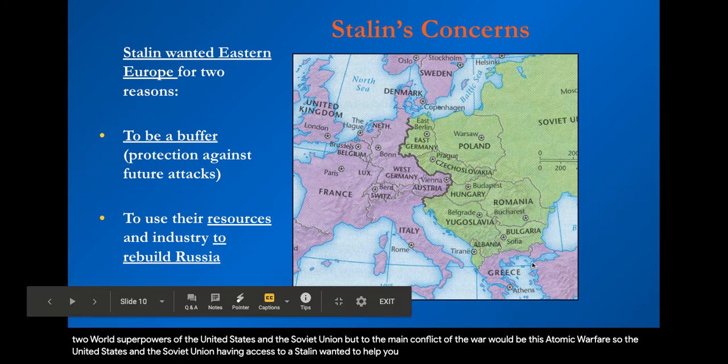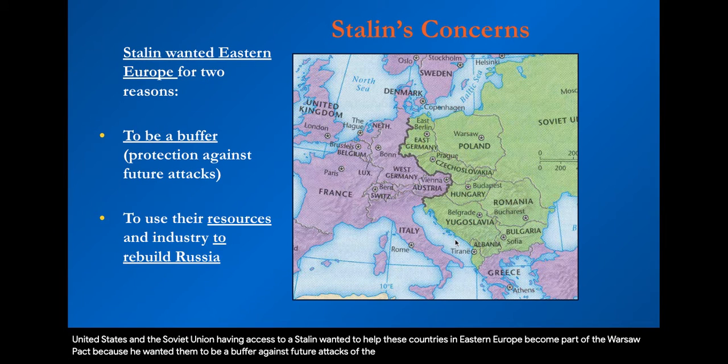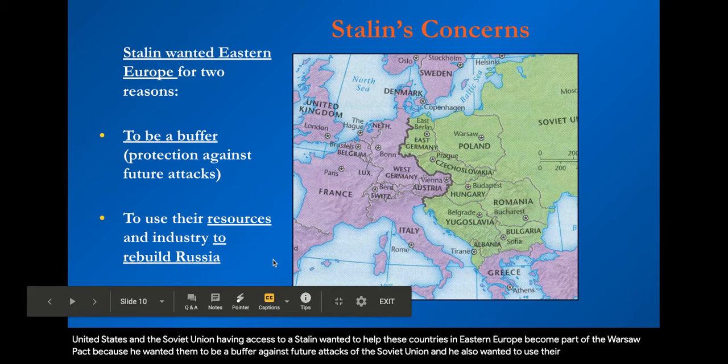Stalin wanted to help these countries in Eastern Europe become part of the Warsaw Pact because he wanted them to be a buffer against future attacks on the Soviet Union, and he also wanted to use their resources to help rebuild Russia.